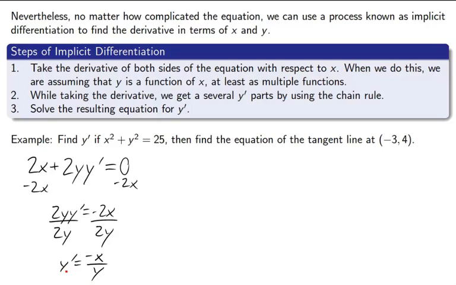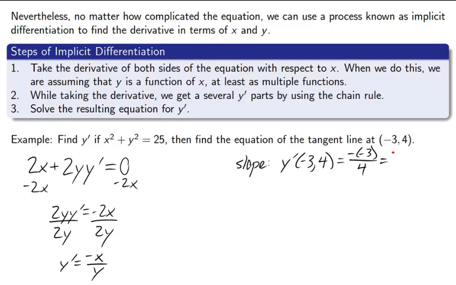The derivative in this case is dependent on both x and y. That's not as strange as it sounds though. It's okay because we can still plug in a value of x and y to find the derivative slope here. The slope is found by taking y prime at the point negative 3 and 4. I get the negative of negative 3 over y. There's my negative x over y.